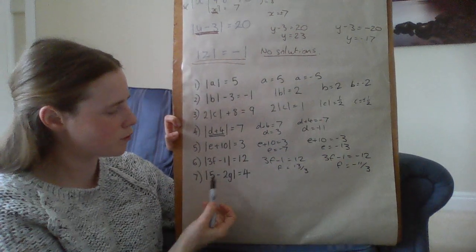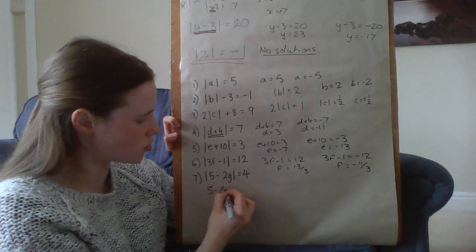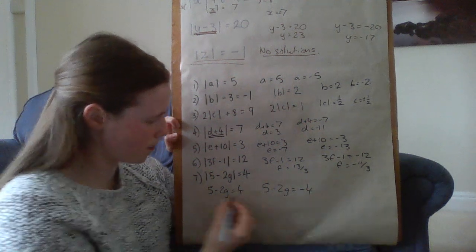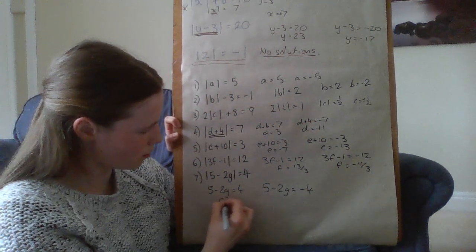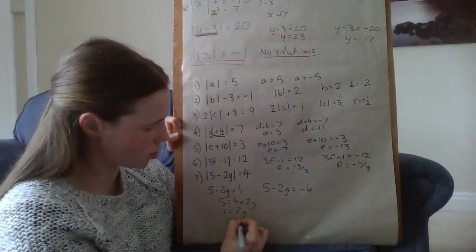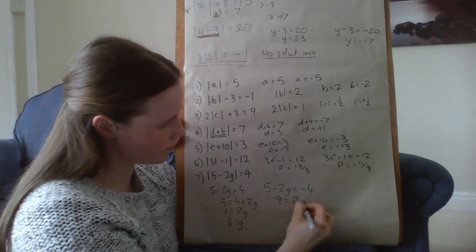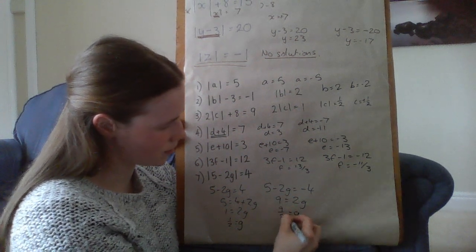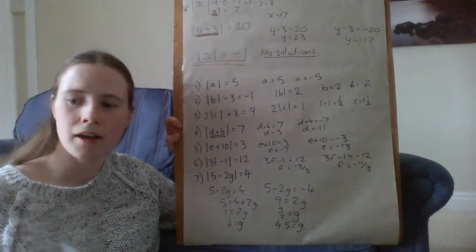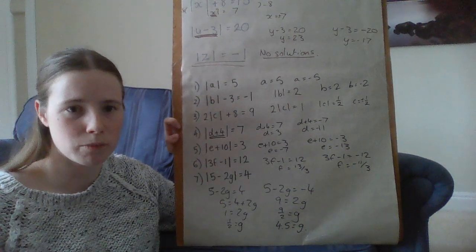Okay, final one, 5 minus 2g modulus is 4. So 5 minus 2g can be 4, or 5 minus 2g can be -4. So 5 can be 4 plus 2g, 1 is 2g, half is g. And for this one, so I'll put it all together, or 4.5 is my possible g value. Okay, so there are some examples of equations with the modulus function in, a few simple ones.